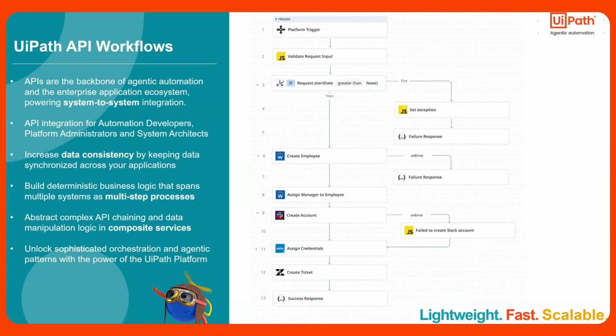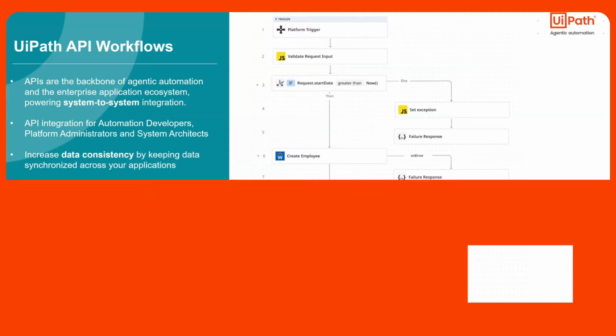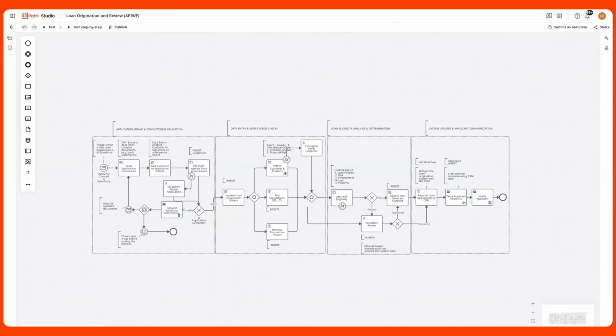Architects wrap automation logic into reusable composite services, ensuring data consistency and conditional multi-step flows. These services become universal building blocks across UiPath, powering truly sophisticated orchestration. So, let's dive into a practical example, a loan origination process in UiPath Maestro.